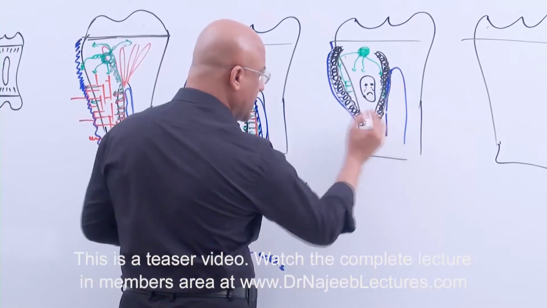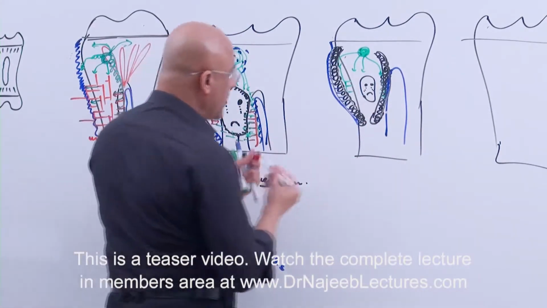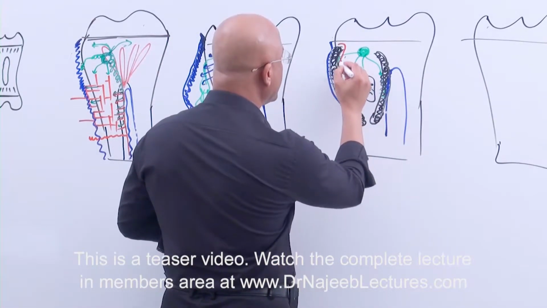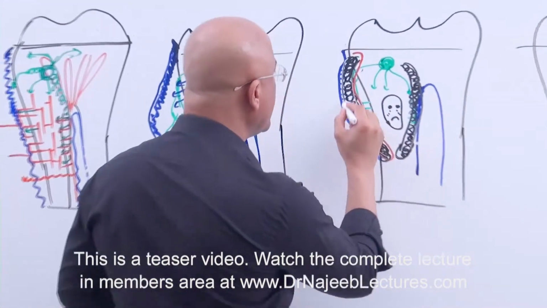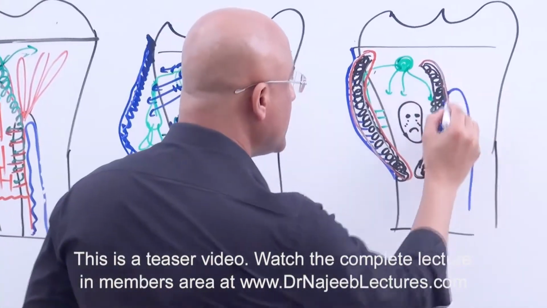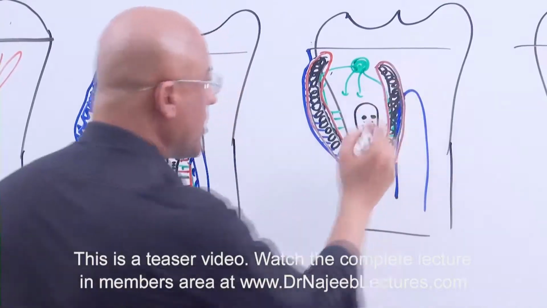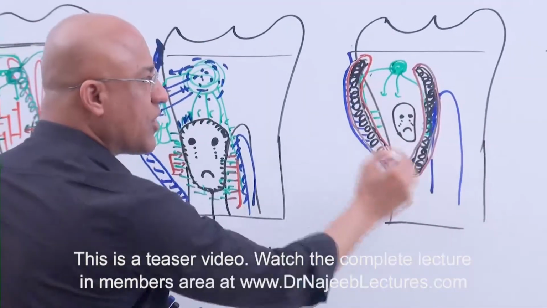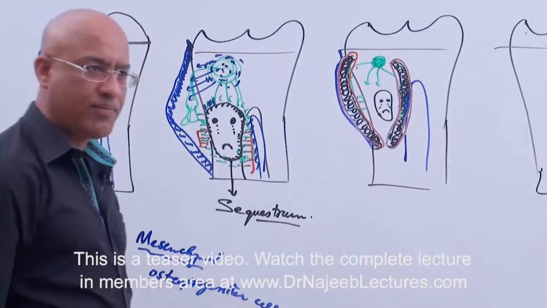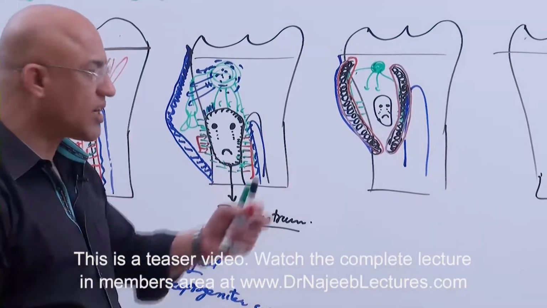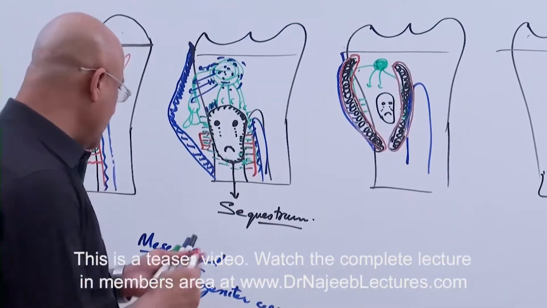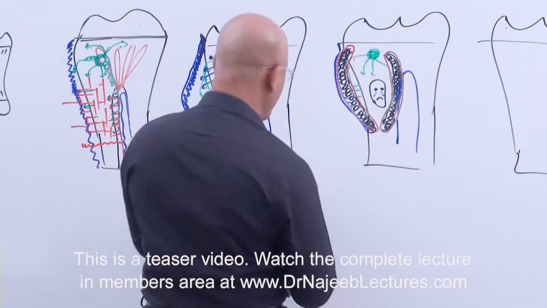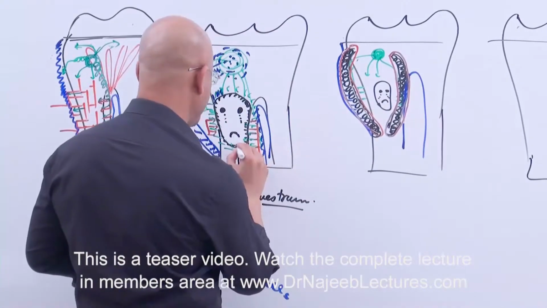This new bone formation, I will make it red color. This new bone, which makes a sleeve or cover around the sequestrum and pus, is called involucrum.